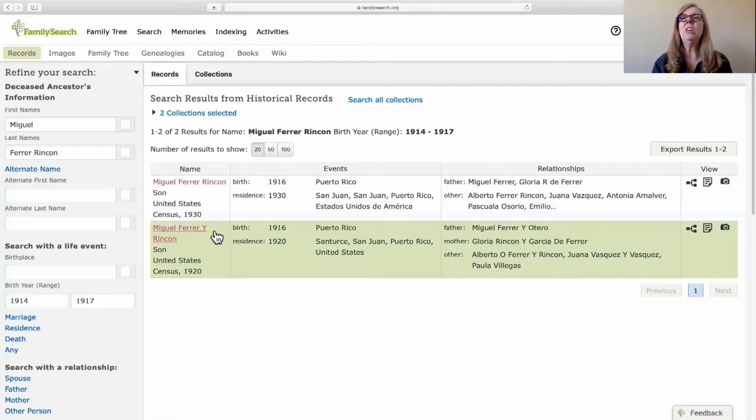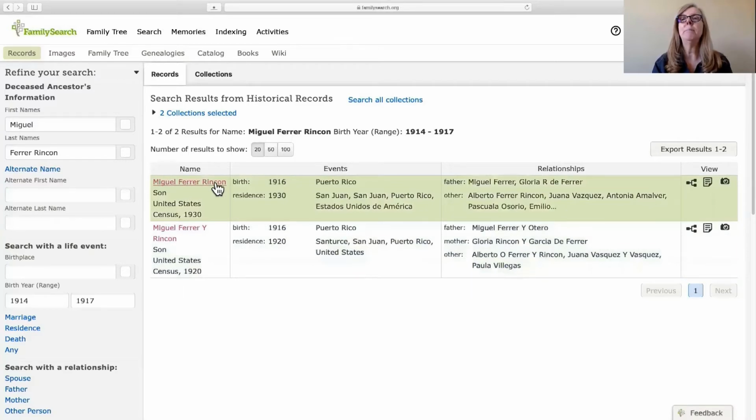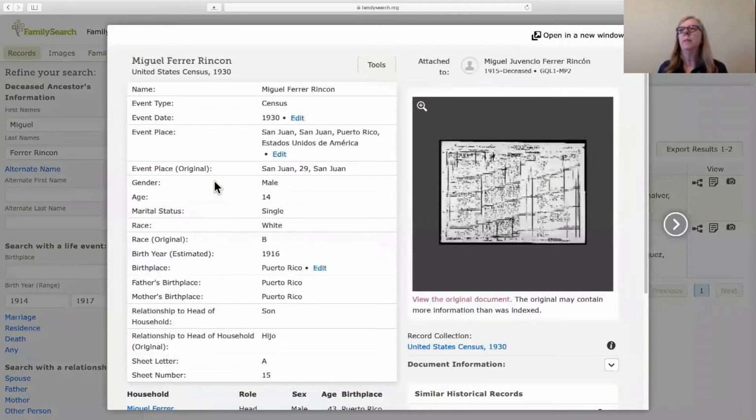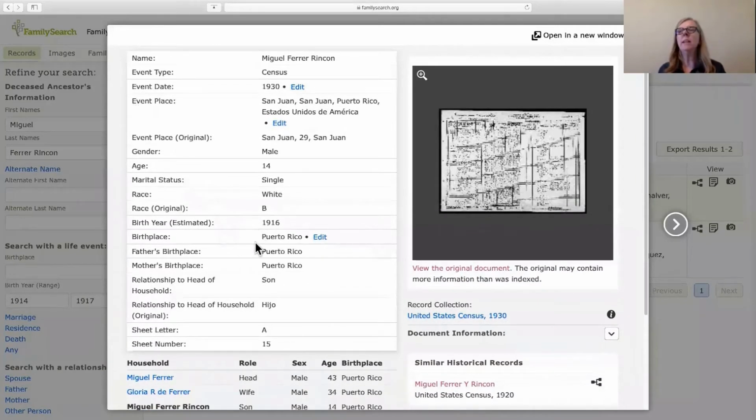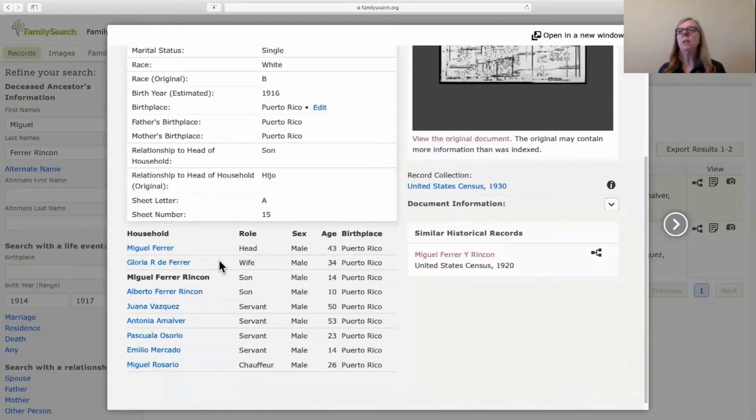Now let's go ahead and take a look at the 1930 census. So here is our indexed information. We can see that Miguel is 14, race is B, meaning Blanco, and he was born about 1916. He was born in Puerto Rico, as were his parents. Other members of the household include his father, Miguel, his mother, Gloria R de Ferrer, R meaning for Rincon, remember, Ferrer for father, Rincon for mother. And then we have Miguel and Alberto, who are listed as sons, and then we have some other servants living in the household.